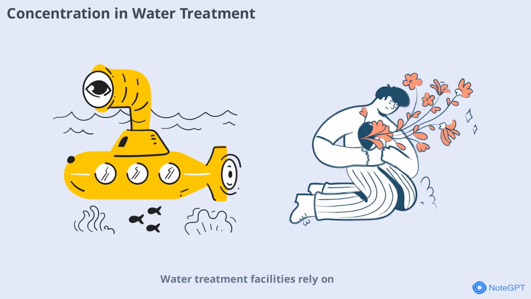Water treatment facilities rely on concentration measurements to purify drinking water. Chemicals like chlorine are added in precise amounts to kill bacteria and make water safe. Monitoring concentration ensures that water meets health standards and is safe for consumption.